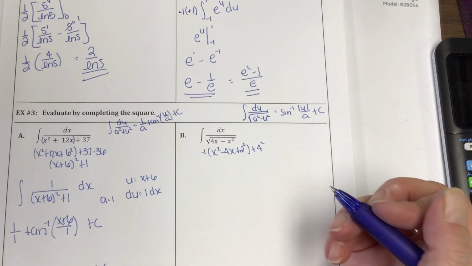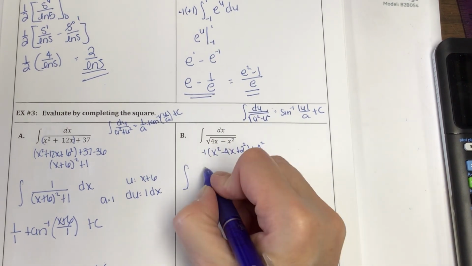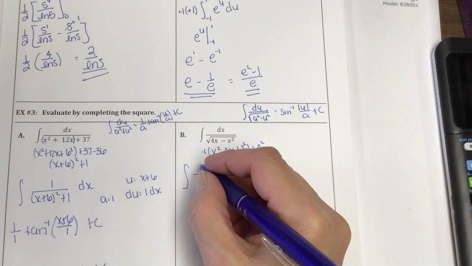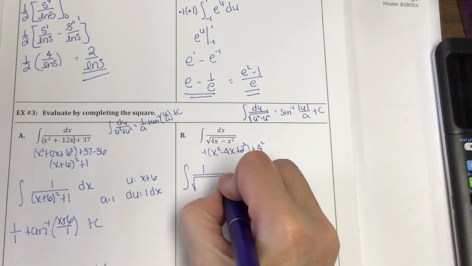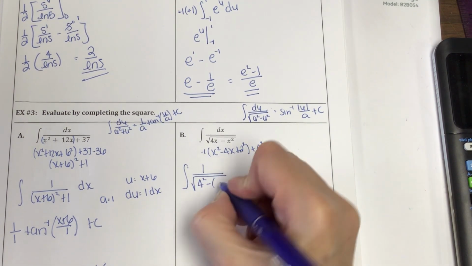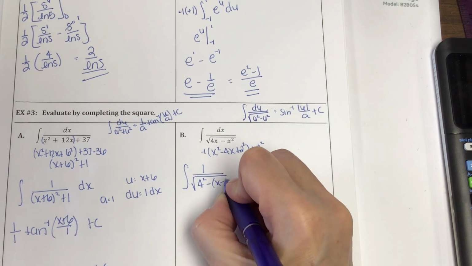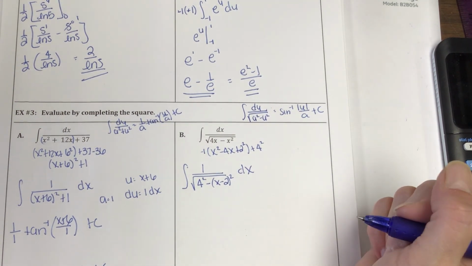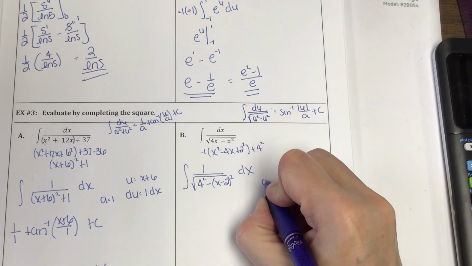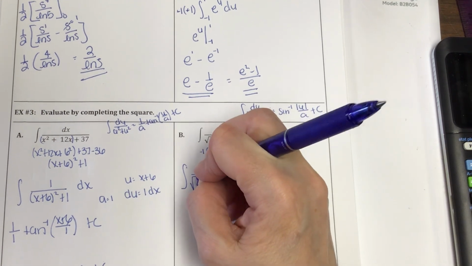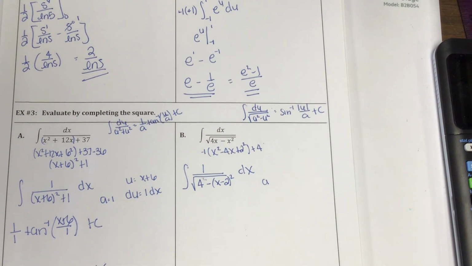And I probably need it in the reverse order because that's what my form looks like here. So 1 over, this would be the square root of a, which would be 4 squared, minus b, which would be x minus 2 squared, not b, u. Yes? And I have the dx still. So here, not squared, it's just 4. Sorry, 2 squared is what I was using.